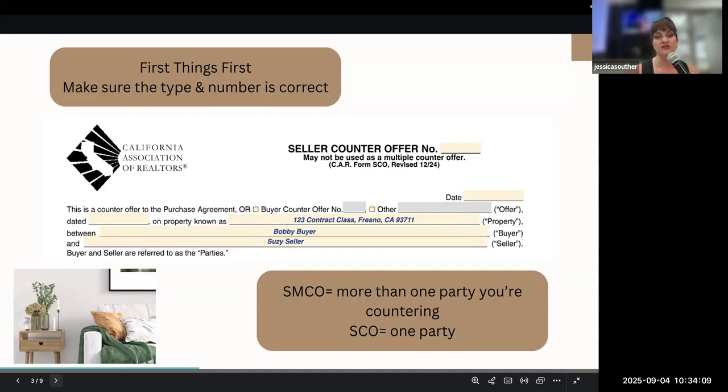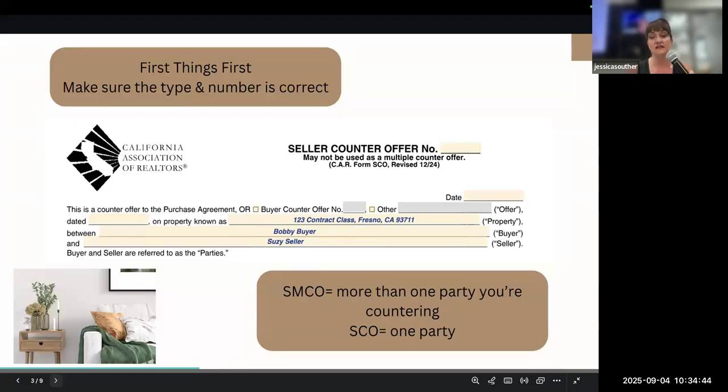The second thing to pay attention to is that it says right underneath, may not be used as a multiple counter offer. Okay, what does that mean? Well, if you have multiple offers on your listing and you want to counter several of them at the same time, you're going to use a different document. You're going to use the seller multiple counter offer, SMCO. And that one gives you flexibility for the seller to then choose which one they want to go with. It doesn't automatically bind them into an agreement if a buyer should agree to that counteroffer.